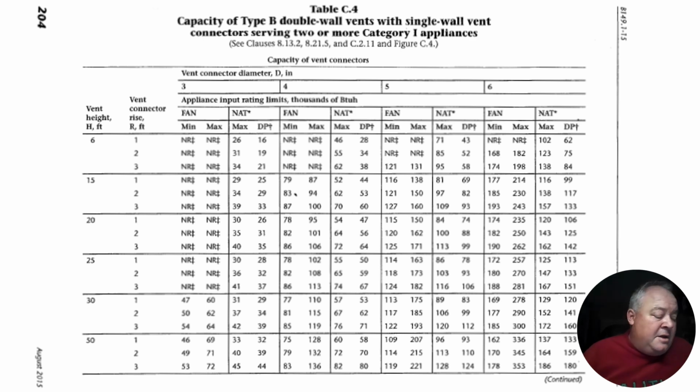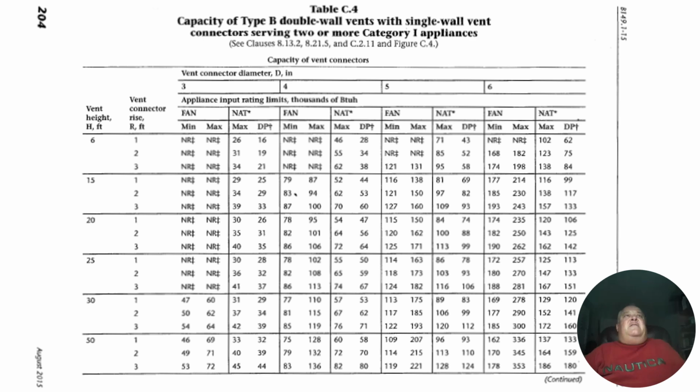For our furnace, again, 16-foot vent height, 2-foot vent connector rise. We want the min and the max to encompass 85,000 BTUs. You can see we're in between 83 and 94,000 BTUs, which means we have a 4-inch vent connector. Hopefully you realize, though you might not clue in at this point, that we have a very narrow band of what we can put in that fan assisted column. In that application, we have to have a furnace that's between 83,000 and 94,000 BTUs.